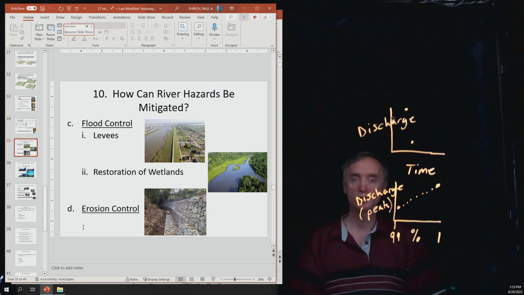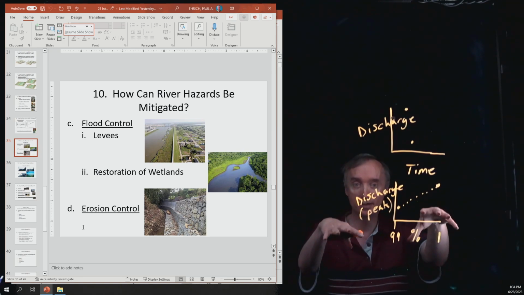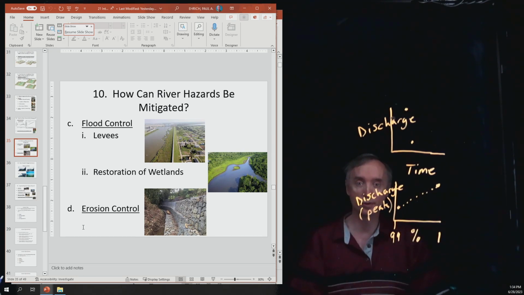Okay, some other things is building man-made levees. So we talked about natural levees that a river can make, but humans can make man-made ones that are made out of concrete. And so that can help protect against flooding. Another thing would be to restore wetlands along the sides of the river to help absorb some of that water. And then also you can see erosion control, having walls that help to keep a river in its channel and to keep it from eroding.